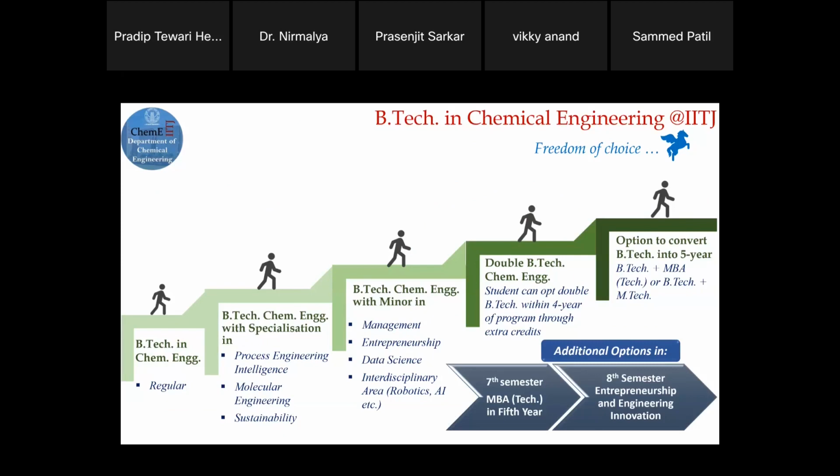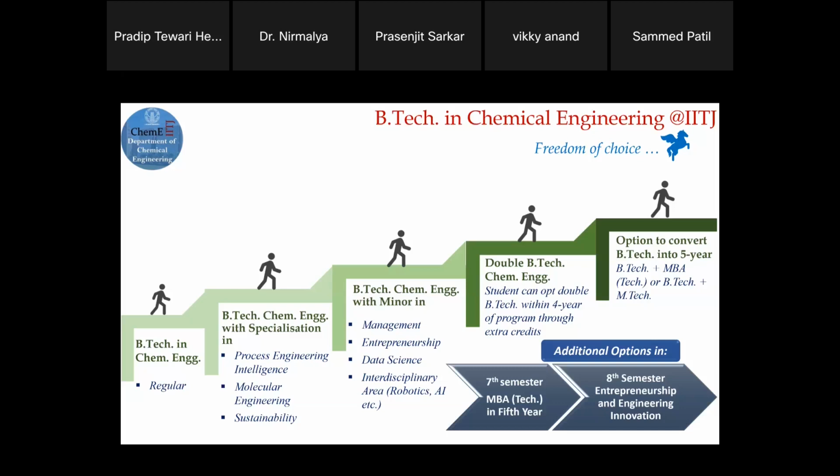Or you can choose to do a double BTech. We offer a double BTech, that is, you will have a BTech in chemical engineering, and you will also have a BTech in engineering science. Or you can also convert your BTech into a 5-year course. The BTech is 4 years. You can get an MBA Tech degree, that is, an MBA focused on technology. Or you can also do BTech plus MTech, a combined BTech MTech degree in 5 years. So that option is also available to you.